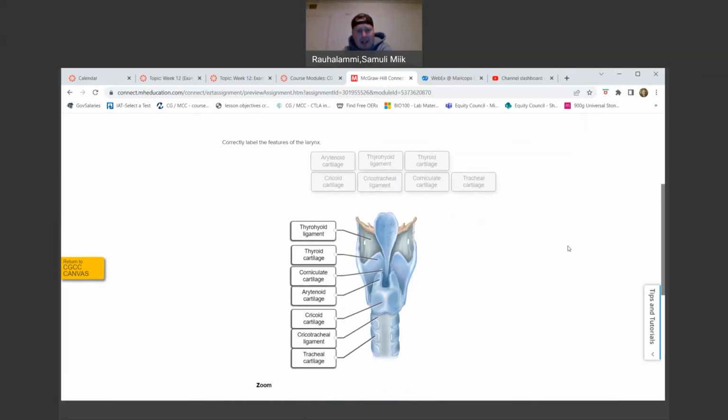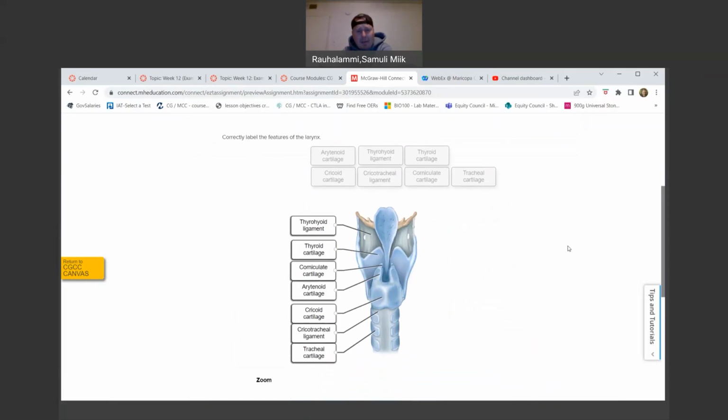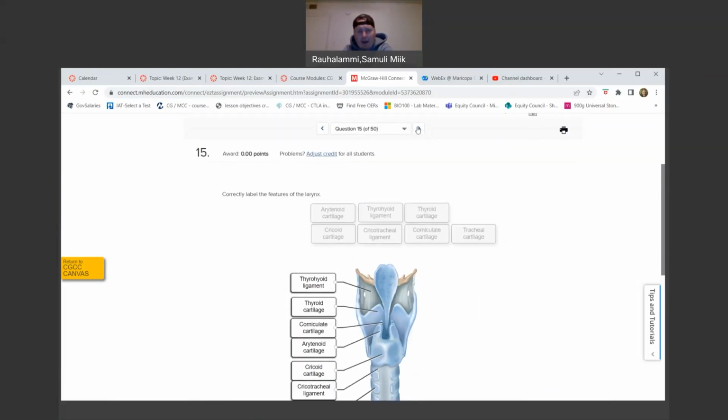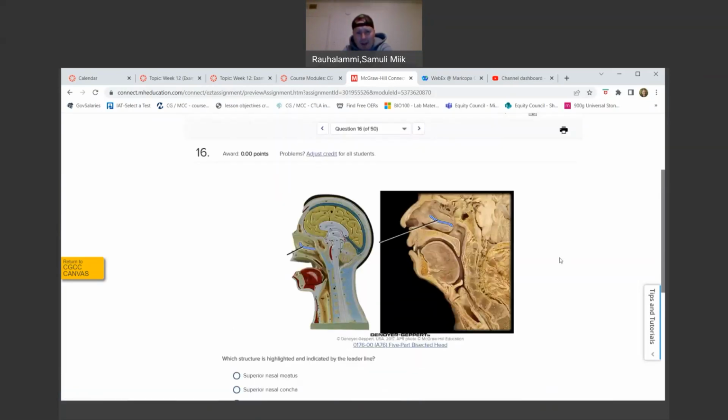Here we see another nice diagram of the larynx, this time looking from the back. We see the thyrohyoid ligament, which connects the thyroid cartilage to the hyoid bone. We're seeing the thyroid cartilage. We're seeing the corniculates on the top of the arytenoids, and we're seeing the cricoid cartilage. Notice how we're seeing here the epiglottis, the flap-like disc as well. We're seeing the tracheal cartilage, those C-shaped cartilage rings that we saw earlier on. So quite a lot going on in that image, and a good image to be familiar with.